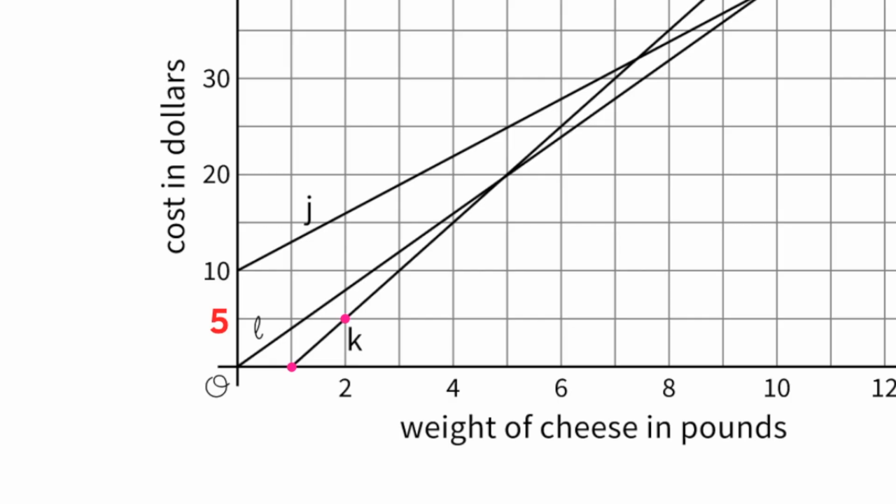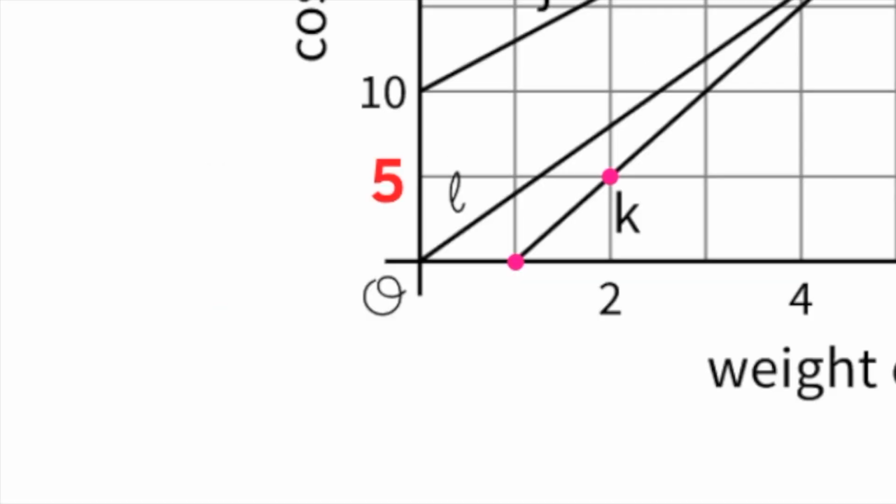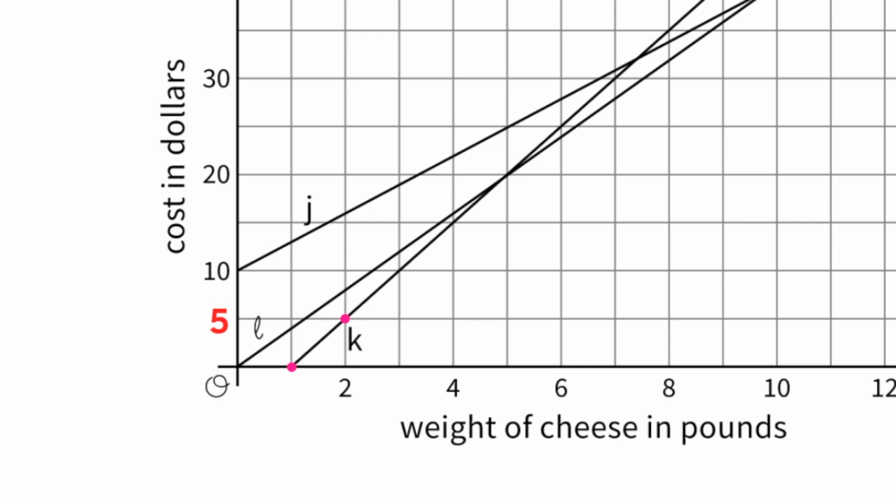Now let's go back to the graph and look at line K. This is interesting because 1 pound of cheese costs $0 and 2 pounds of cheese costs $5. That makes me think that if you used a coupon for $5 off of 1 pound, that you could get 1 pound of cheese for $0. Line K must represent Store B, the store that had a $5 coupon. 1 pound would be free, 2 pounds would be $5, 3 pounds would be $10, 4 pounds would be $15. Let's use that as our equation or our function.